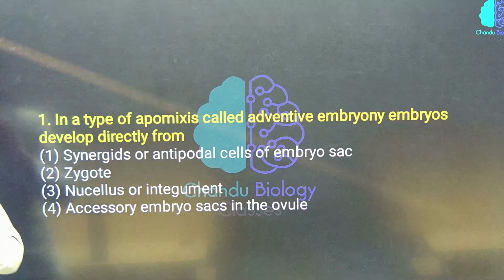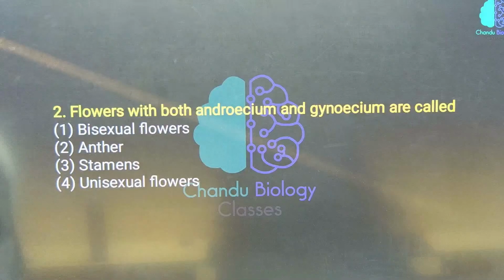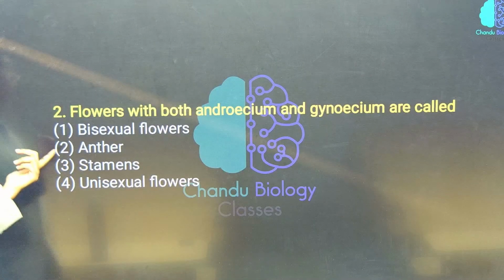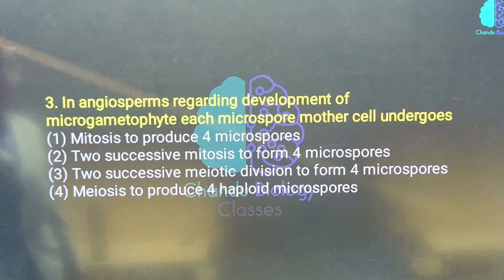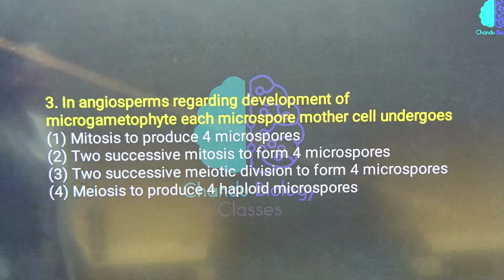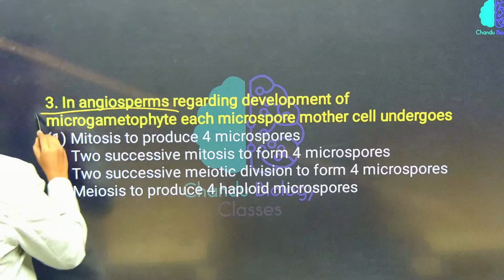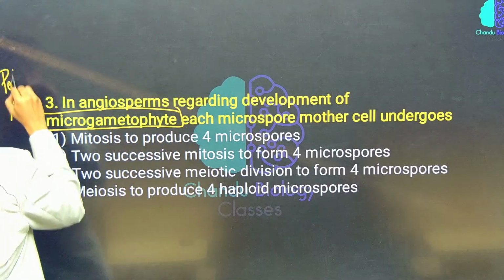And then next question we will look into flowers with both androecium and gynoecium. Very simple. These are known as what? Bisexual flowers. Next question you see. In angiosperms, regarding development of microgametophyte. What is microgametophyte? Pollen grain.